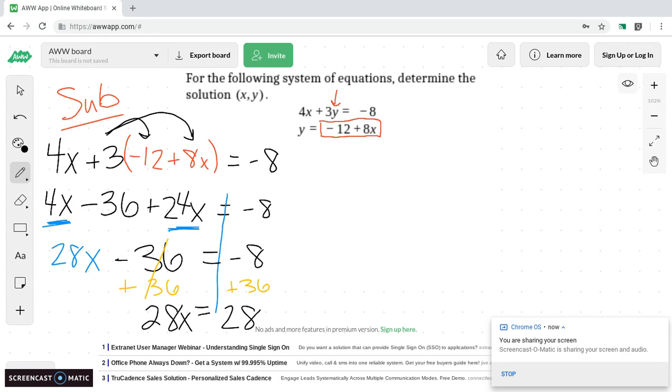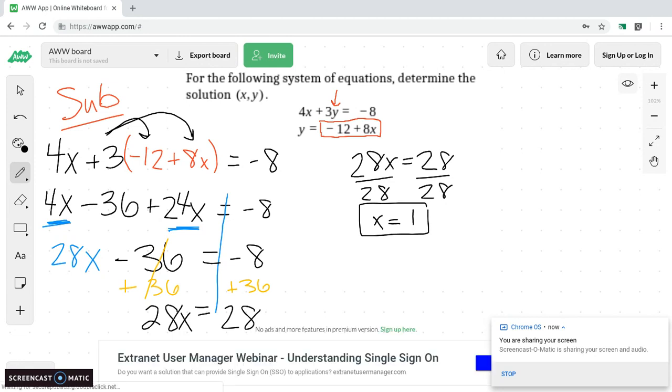And I'm just going to write this up over here. Then to solve for x, we're going to divide both sides by 28. And we get x equals a positive 1. So we found our value for x. But now we need to find our value for y.